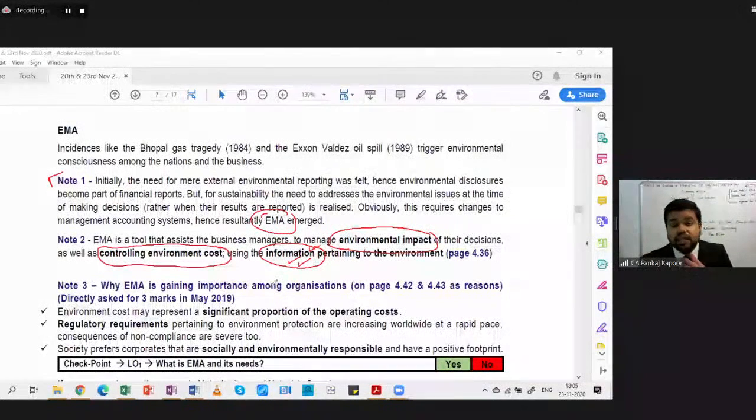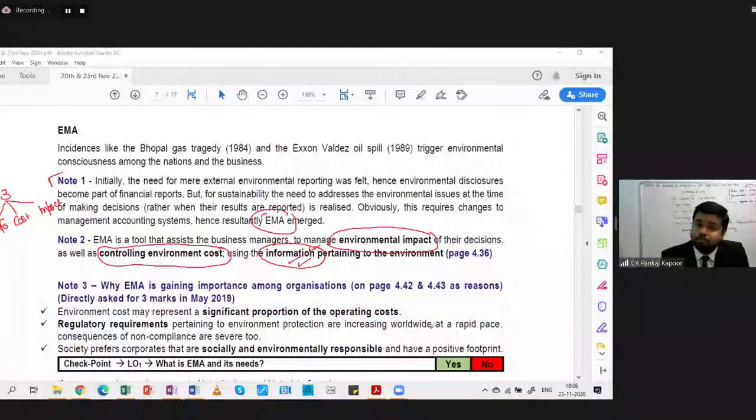Hence, EMA is concerned with three things. What are those three things? The first thing is using the environment information. The second thing is to reduce the environment cost. And the third thing is to manage the impact which the company is putting or building on the environment.